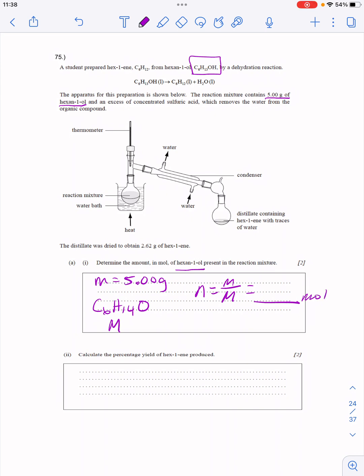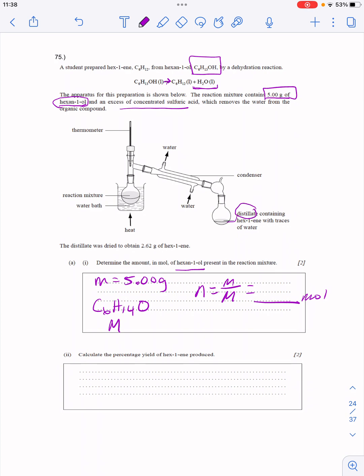So you kind of just have to not let the question overwhelm you with this setup, which is, good chance, not that familiar to you because there's so many different experiments that they could set up and describe, and find the pieces that you need. So we got 5 grams of our reactant to start with, and they said we're going to use an excess amount of the acid that removes the water from the compound. So you can see that in this reaction, it turns into the C6H12, and here is the other product, water.